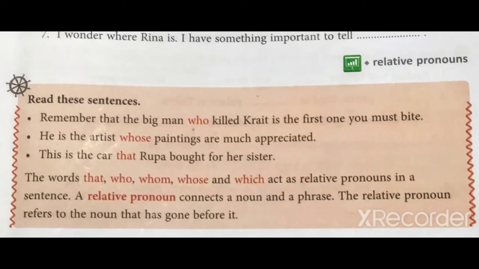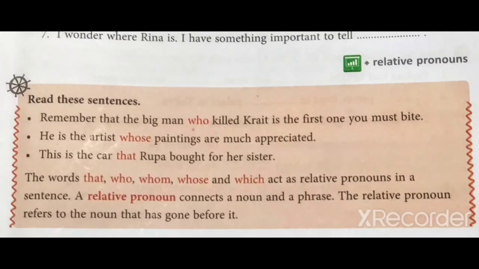And the third one: this is the car that Rupa bought for her sister. So the third one is the example for the relative pronoun that. First one is for relative pronoun who, second one for relative pronoun whose, and third one the relative pronoun that. Okay, children. Now see the definition.